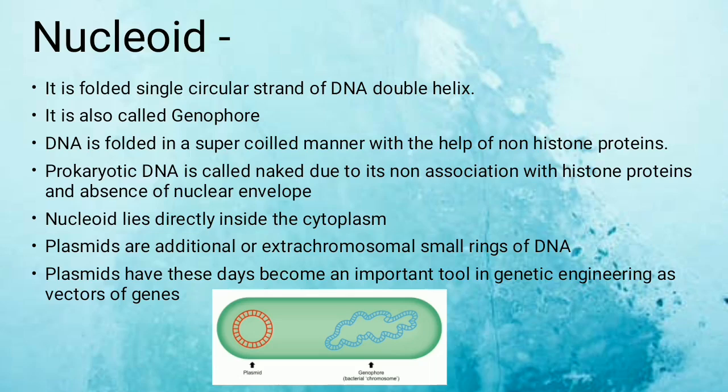Plasmids are additional or extra-chromosomal small rings of DNA, having a few useful but non-vital genes. Plasmids have these days become an important tool in genetic engineering as vectors of genes.